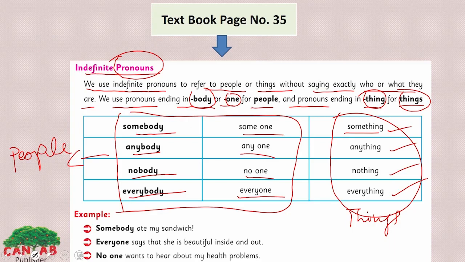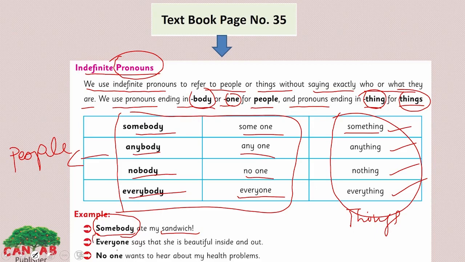Look at the examples in sentences. Somebody ate my sandwich. This person doesn't know who ate his sandwich. He is referring to someone because he doesn't know the specific name. He just has a guess that somebody might have eaten his sandwich. So here he is referring to the people without saying exactly who they are.